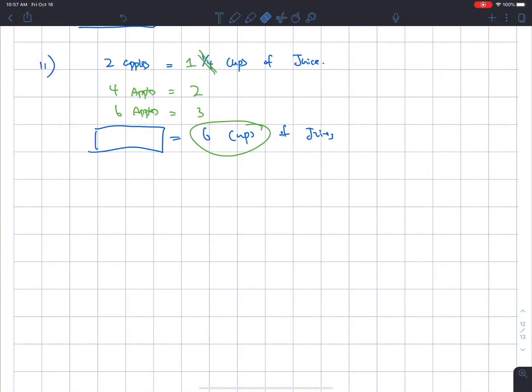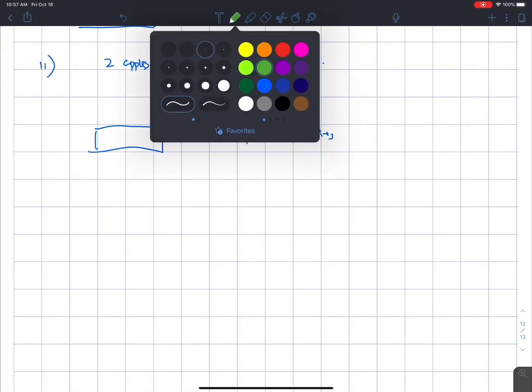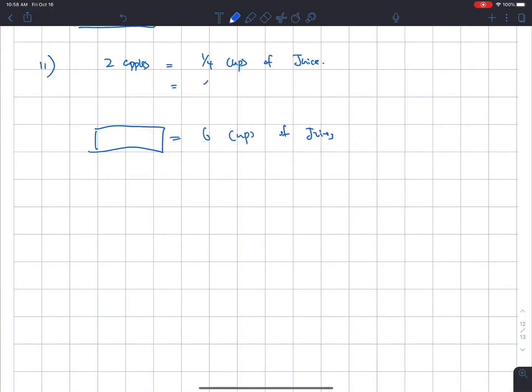But in this case, because we don't have 1 cup of juice here, 2 apples only give us a quarter cup of juice. So perhaps it's easier to say that if a quarter cup of juice will require 2 apples, then 1 cup will require 8 apples, right? You just times it by 4. So because from 1 to 6, you're timesing by 6, you can just multiply them and you get 48 apples. So I can just do it like that.